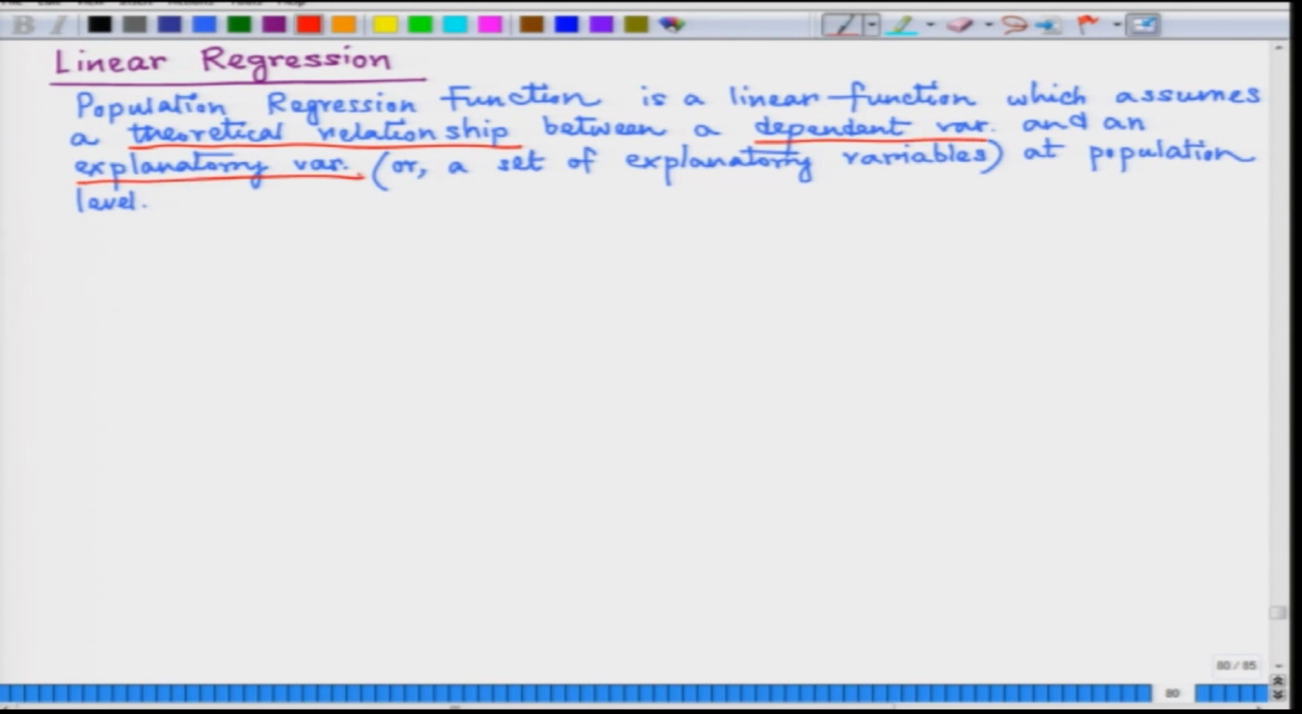If you remember our previous discussion on the law of demand, in that case the dependent variable would be the quantity demanded of a particular commodity, and the explanatory variables could be the price of that particular commodity and the income level of the consumer, etc. So, this is basically conceived at the population level. This is some kind of relationship which is a perception about reality.